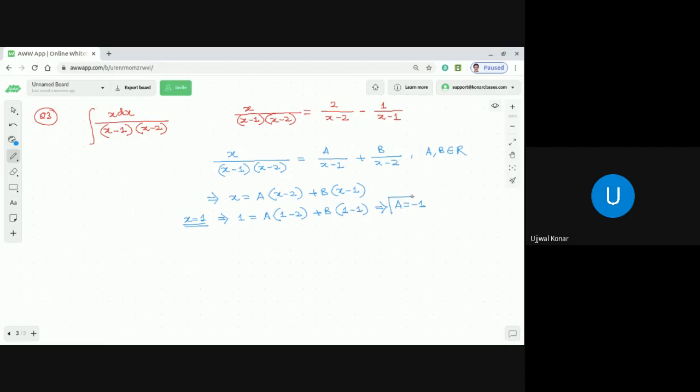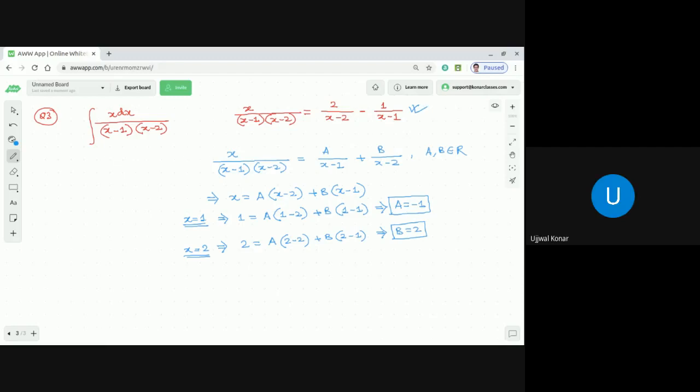Correct or not, dear students? Yes. Now next one, I will choose the value of x equal to what? Can you tell me? 2, correct? So this implies what? Left hand side is 2. Right hand side is a into 2 minus 2 plus b into 2 minus 1. Correct or not? This gives the value of b is equal to 2. And exactly the same thing we achieved here.